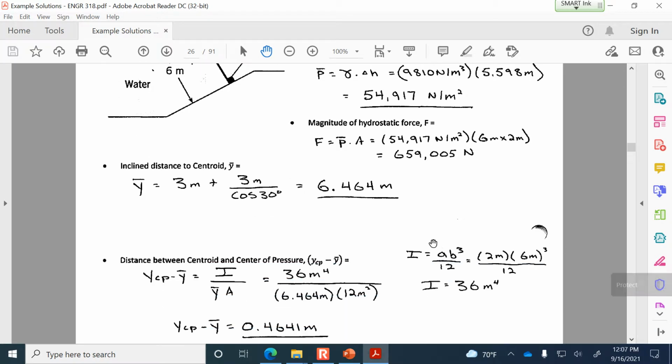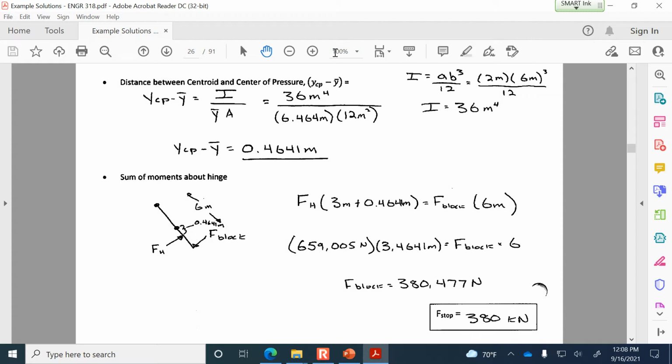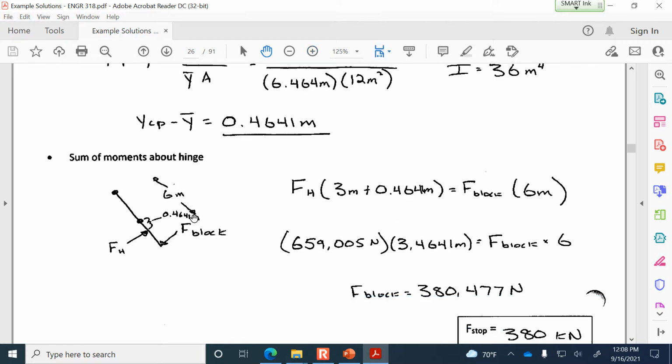Okay, so for a rectangular gate, we determined the area moment of inertia is 36 meters to the fourth because we've cubed the vertical dimension of 6 meters, cubed, divided by 12, multiplied by 2. So this is just kind of a reconfiguration of the formula for YCP. If we were finding YCP by itself, we would have added y bar to the right-hand side of the equation, but instead, we're just going to have I divided by y bar A to give us that gap distance between the centroid and where the force is applied. So that gap distance is 0.4641 meters.